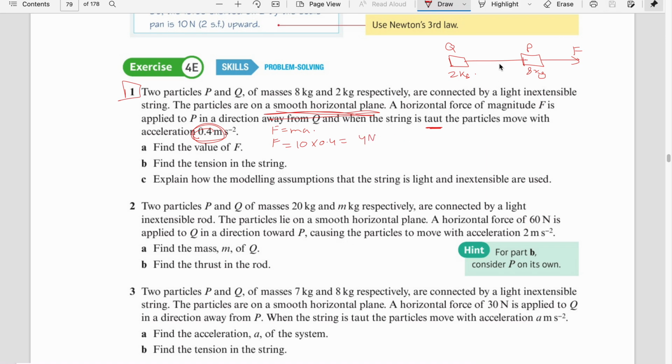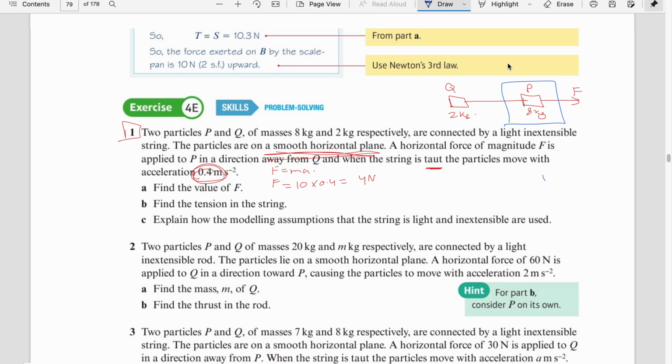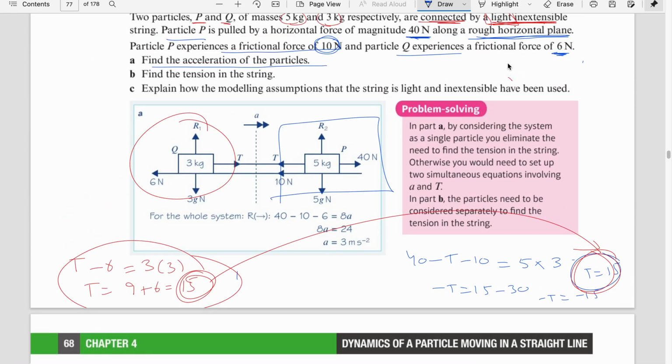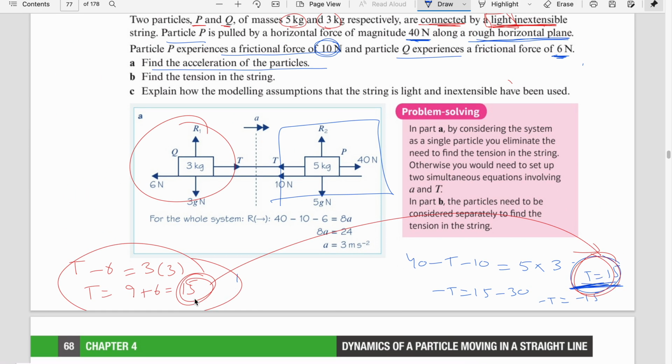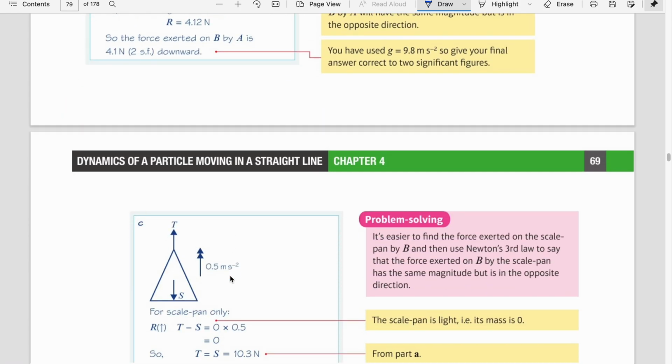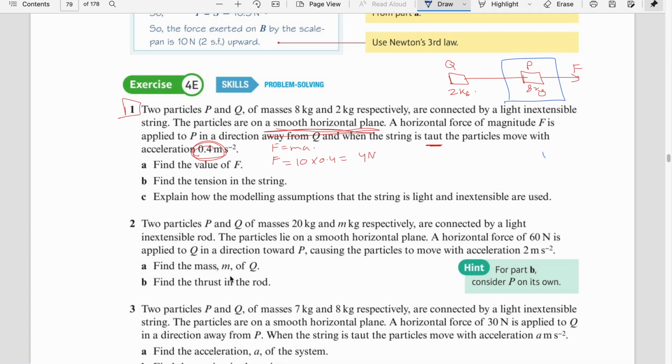Find the tension in the string. Now when we find the tension, we consider one object. We consider this box, particle P. We have just seen that whether we solve it with P or with Q, we get the same answers, so I'm just considering particle P in this case. When I consider P, the forward force moving towards right is 4 newtons, and I subtract the tension. That is the net force. F equals ma. Net force equals mass of P, 8 kg, times the acceleration given in the question, 0.4. So 8 into 0.4 is 3.2.